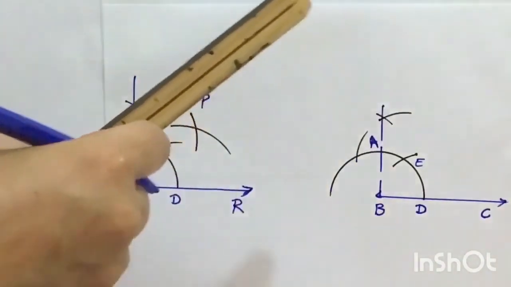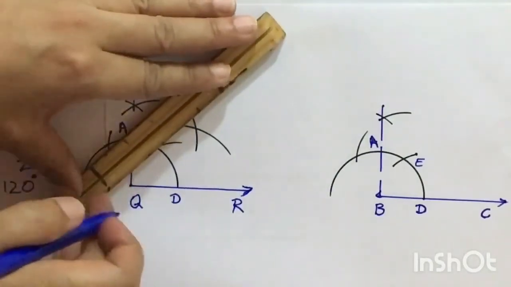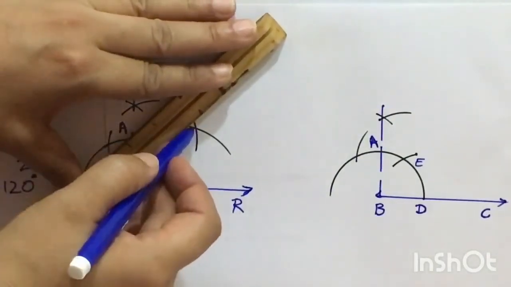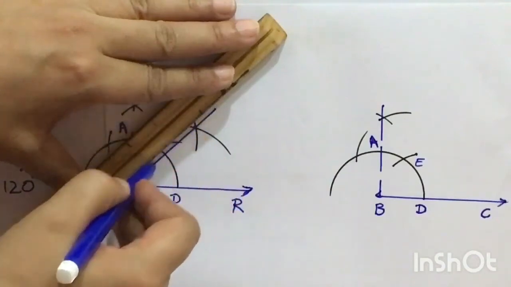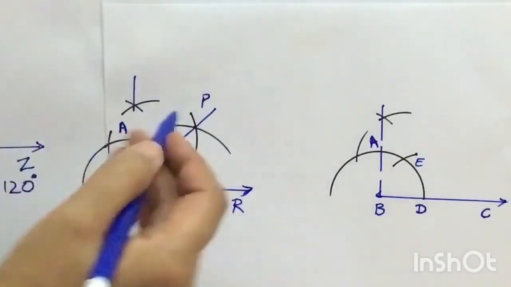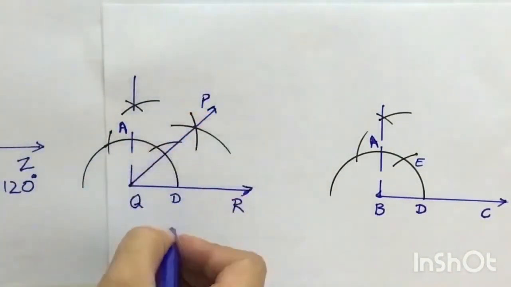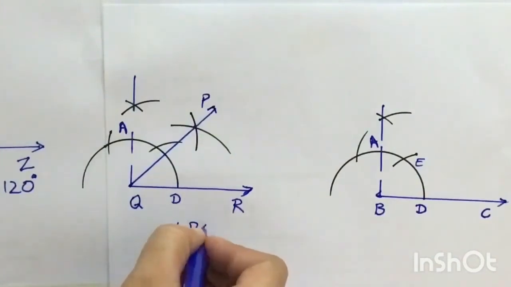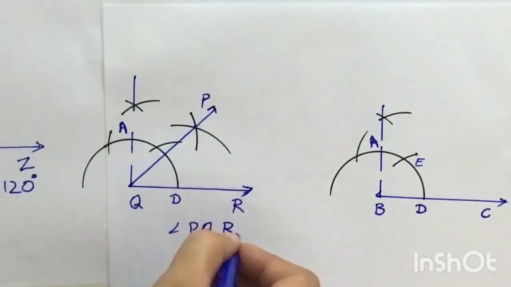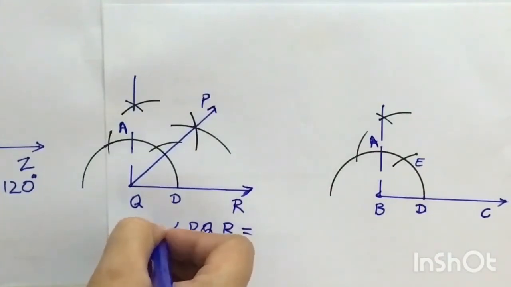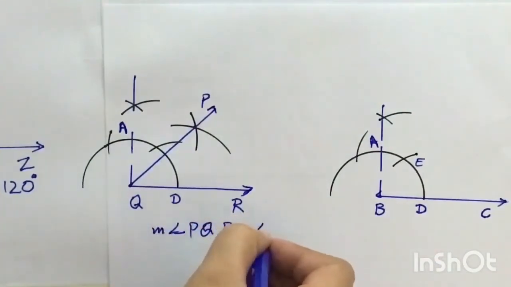Now by joining P to Q, I will get an angle PQR which is equal to 45 degrees.